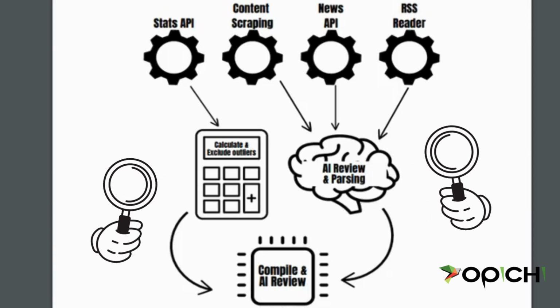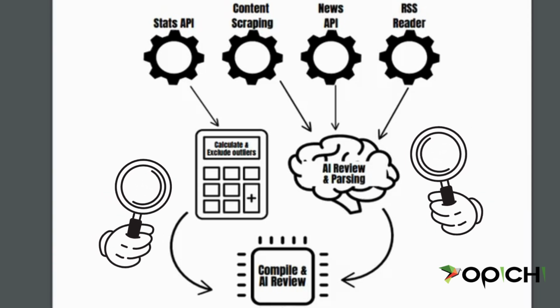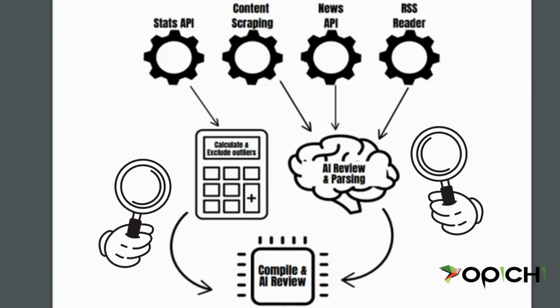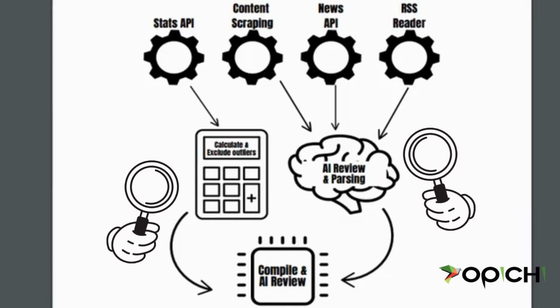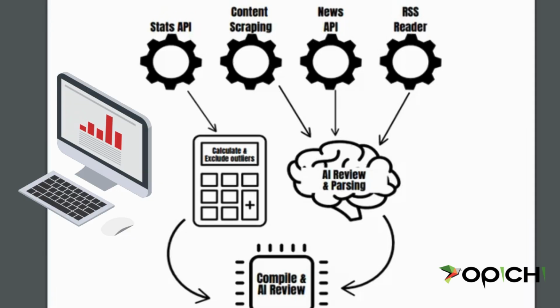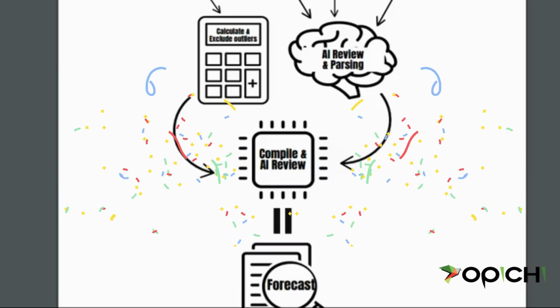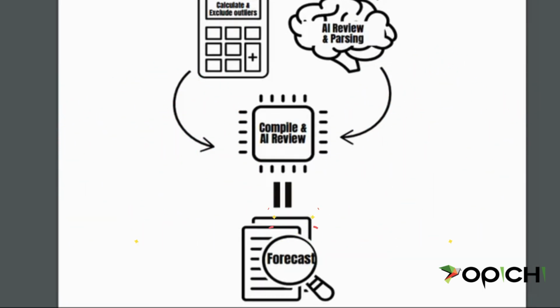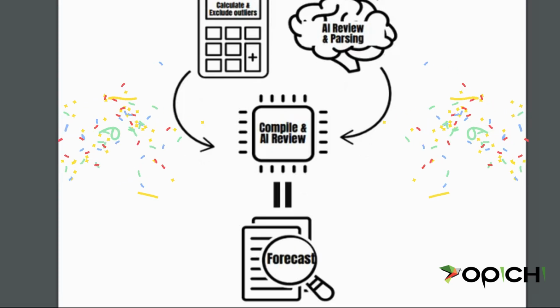Then we have an AI that compiles both sets of information, the hard data that we got from the stats API and all of the soft data, so to speak, that we've analyzed with an AI. This AI goes ahead and compiles all of that and looks at the holistic picture to tell us our prediction. And finally, we get that forecast, and we're having this amazing success rate predicting the future. In this case, the future is the winners of NBA games.